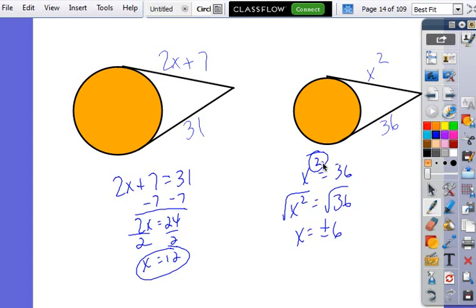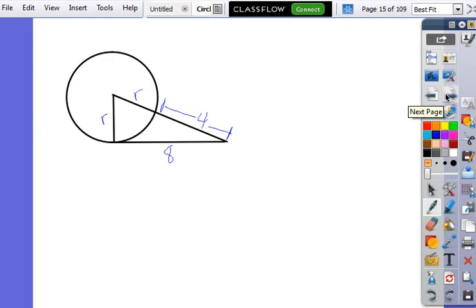All right, here's the ones we need to try to get to today. Copy that one down. On these problems, what did we do earlier? We did Pythagorean theorem. So I would do a squared plus b squared equals c squared. There's a problem on this one though. It's gonna be a fraction. Well, I can do this and say r squared plus 8 squared equals r plus 4, or r plus 4 squared. There we go. Sorry.